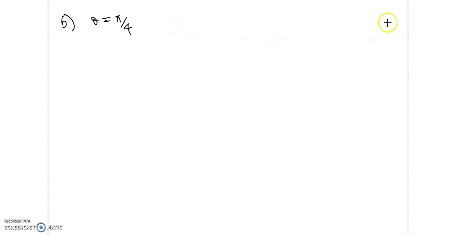So when r is positive, we'll get the points in the first quadrant. So this is going to be theta equal to pi by 4. So when we take r, r can be positive. So if r is positive, that will be somewhere here. Now if r is negative, that will be here. So therefore this entire line will be theta equal to pi by 4.